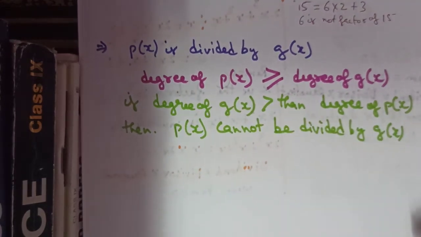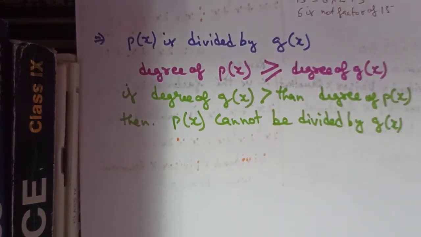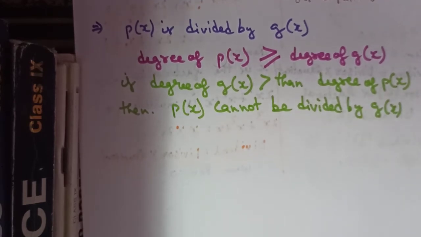Understood? Then it will be what? It will be the remainder. We'll understand it better when I give you one example to understand this thing again. Okay, so this is the first point.